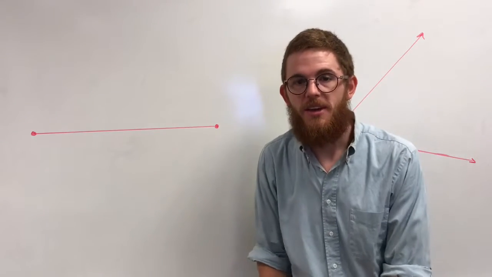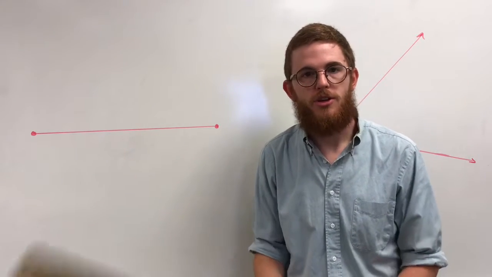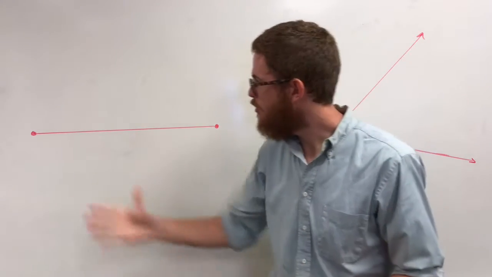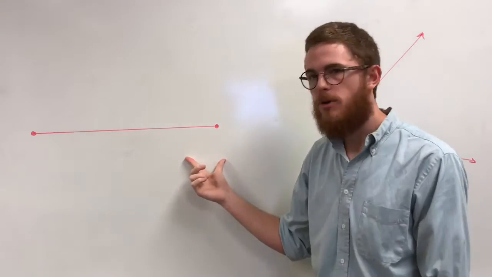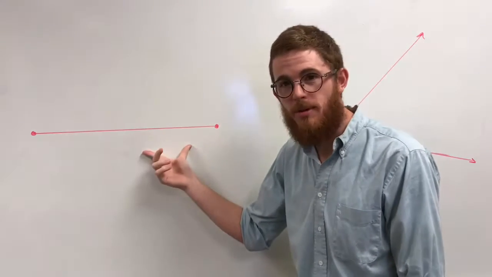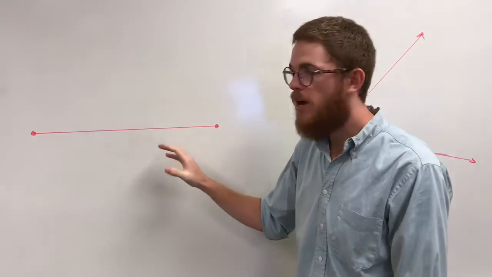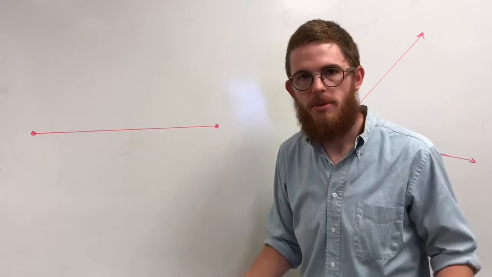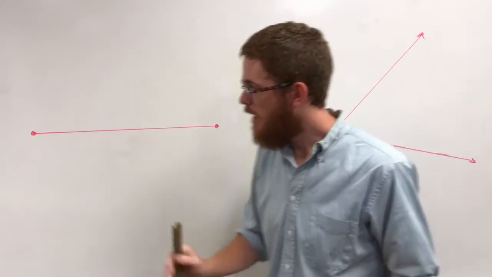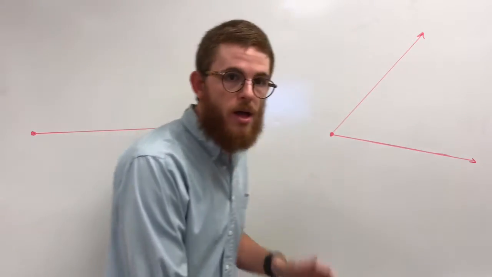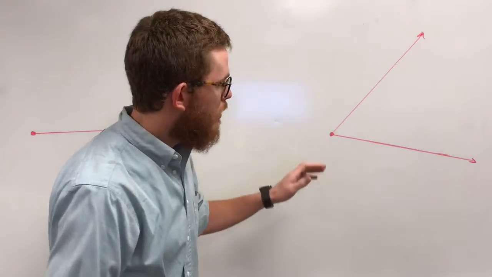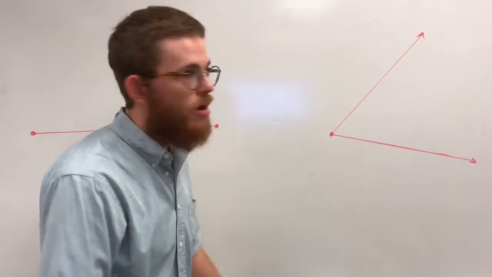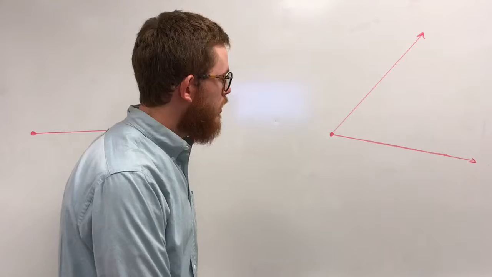All right, looking at Construction Lab 3 today. I'm going to do two things. Over here, I'm going to look at the segment, and I'm going to create a perpendicular bisector using just a compass and a straight edge. And over here, looking at this angle, I'm going to draw an angle bisector using just a compass and a straight edge.